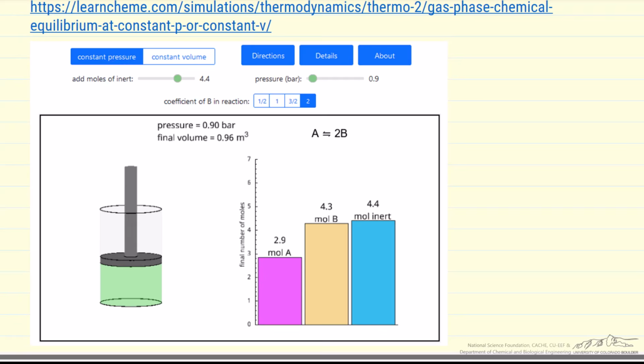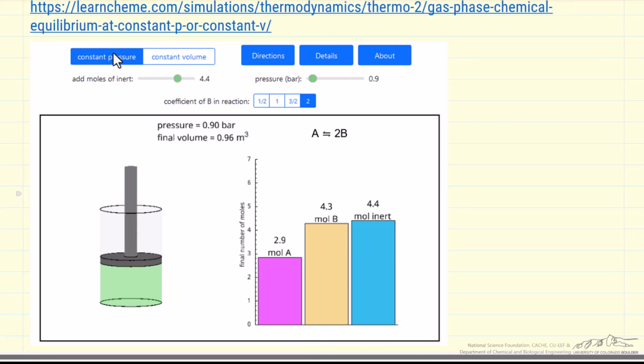We're at 1 temperature. And in this case, the example shown, A goes to 2B. So we end up with 2.9 moles of A and 4.3 moles of B. We also have added inert because inert affects the equilibrium when we're at constant pressure. We can change the pressure in the simulation.